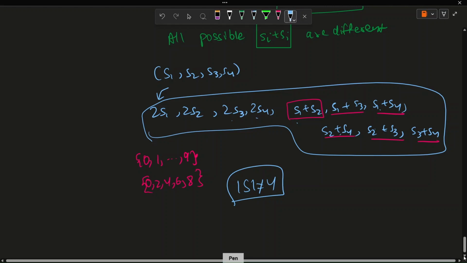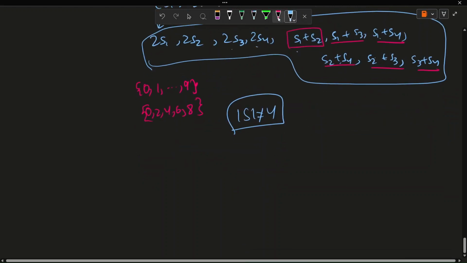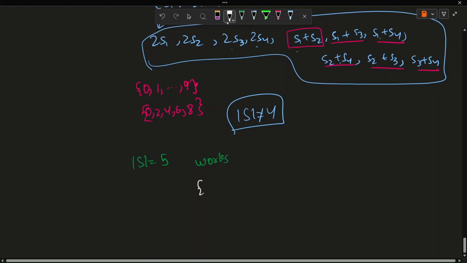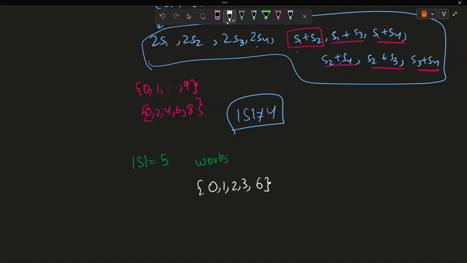Now let's try mod s equal to 5, and I claim mod s equal to 5 works. How does it work? So take the five digits 0, 1, 2, 3, and 6. What is the set of remainders?